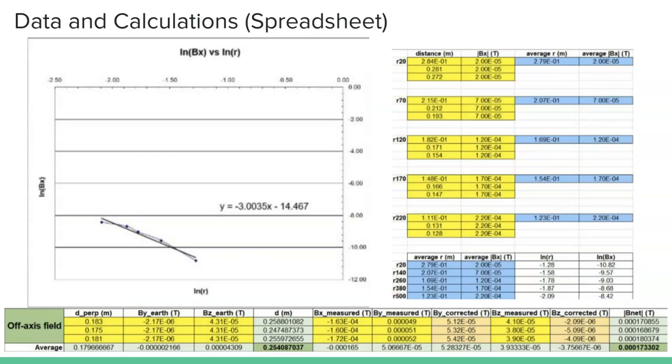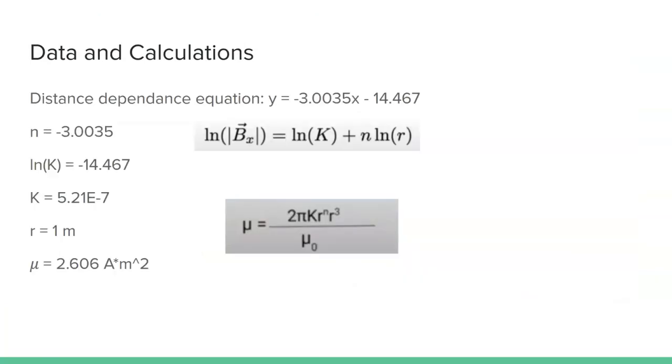These are the data from the spreadsheet, and this includes the linearized table. Data and calculations, the distance dependence equation, this is the linearized equation, is -3x minus 14.467. N is just going to be the coefficient of x in this scenario.